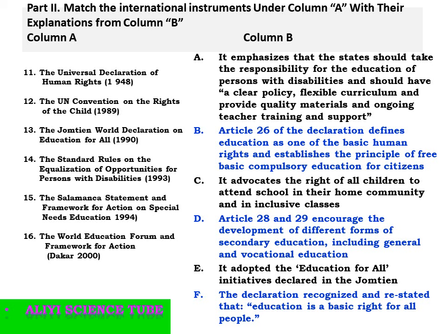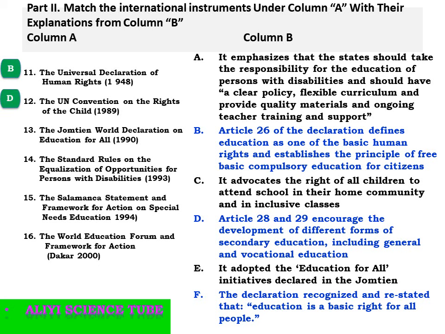Part 2. Match the international instrument under column A with its explanation from column B. Column A, column B. Question number 11. The Universal Declaration of Human Rights, 1948. So the answer should be B. Article 26 of the declaration defines education as one of the basic human rights and establishes the principle of free basic compulsory education for citizens. So the answer for question number 11 is B.